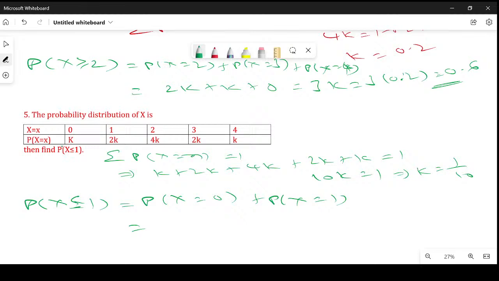But we know P(x = 0) is k, and the probability of x = 1 is 2k. So in total we have 3k. We know k is 1/10, so your answer is 3/10. Even if you want, you can write it as 0.3.